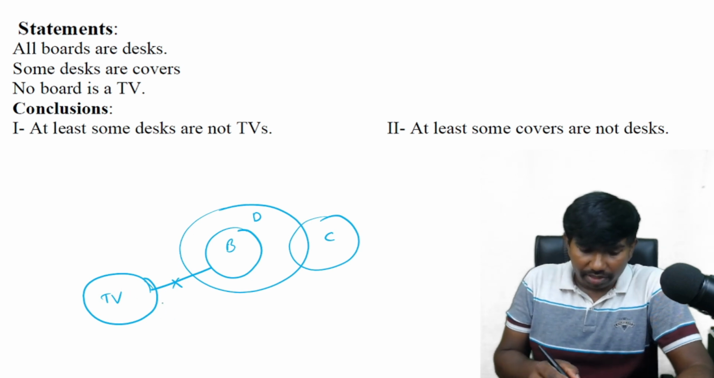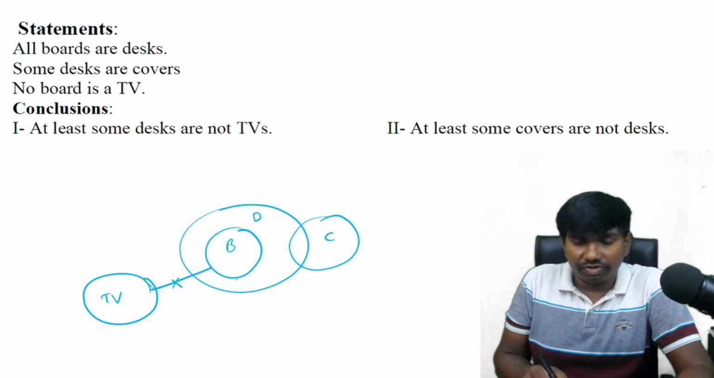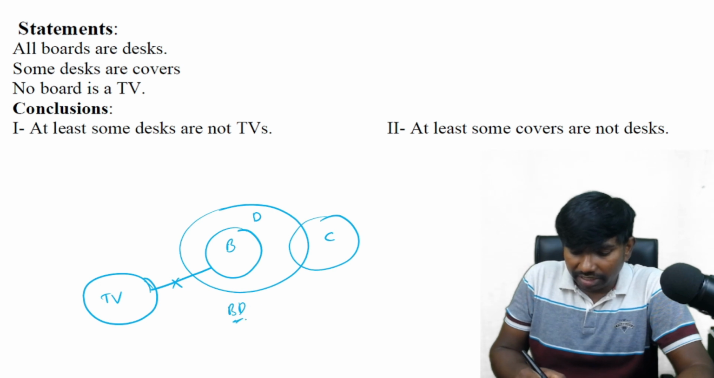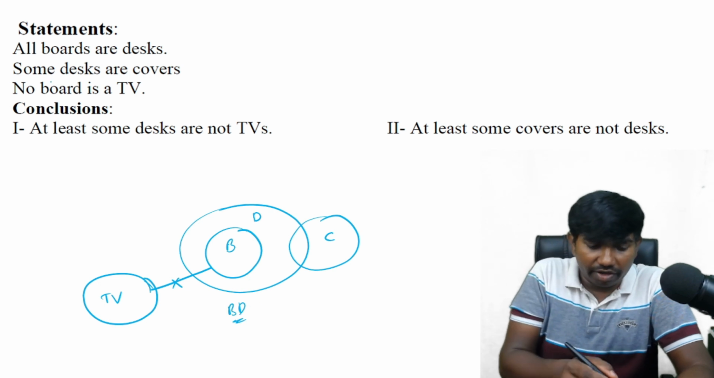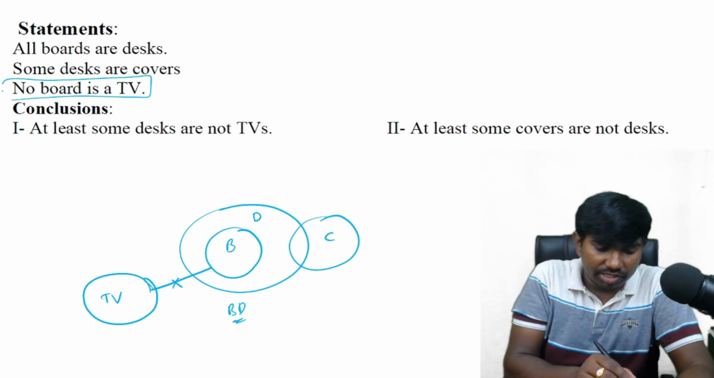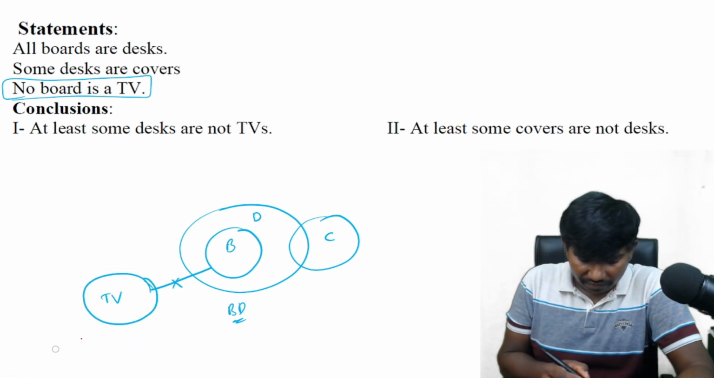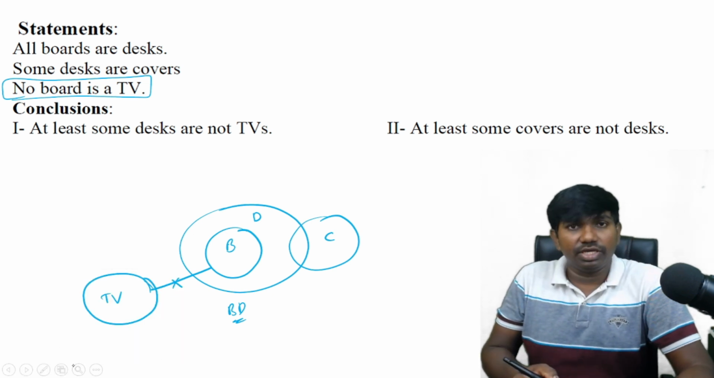Tell me from the diagram, can TV intersect with D, desk? Yes, possible. Can TV intersect with C, covers? Yes, it is also possible. But can TV intersect with B? Never, because it is mentioned in the statement itself. They should not intersect. So finally, this is the basic diagram we have, and from this diagram we will verify the conclusions one by one.